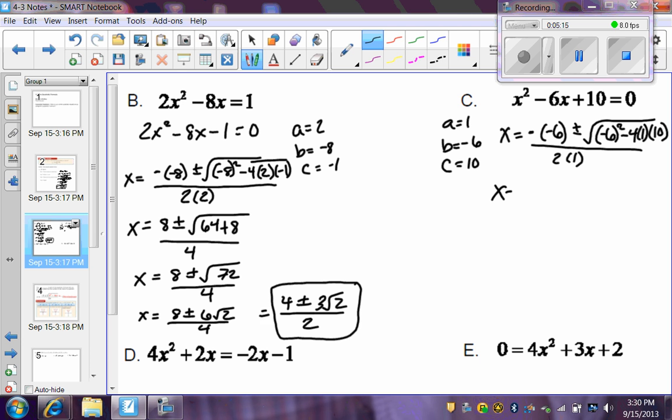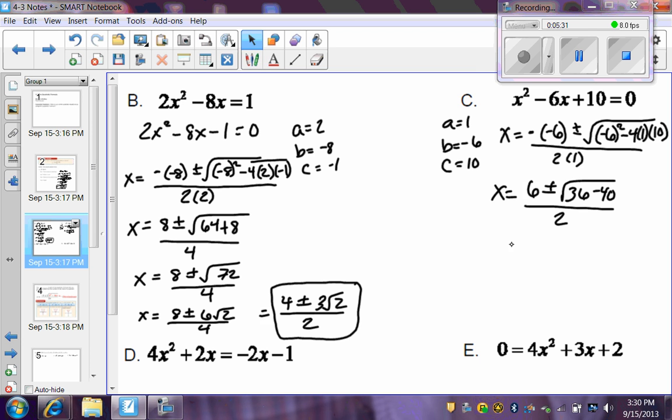So that gives me x equals a negative and a negative makes a positive, so that's positive 6 plus or minus the square root, that's going to be 36. Negative 4 times 1 times 10 is negative 40, all over 2. So that gives me x equals 6 plus or minus the square root. 36 minus 40 is negative 4, all over 2.